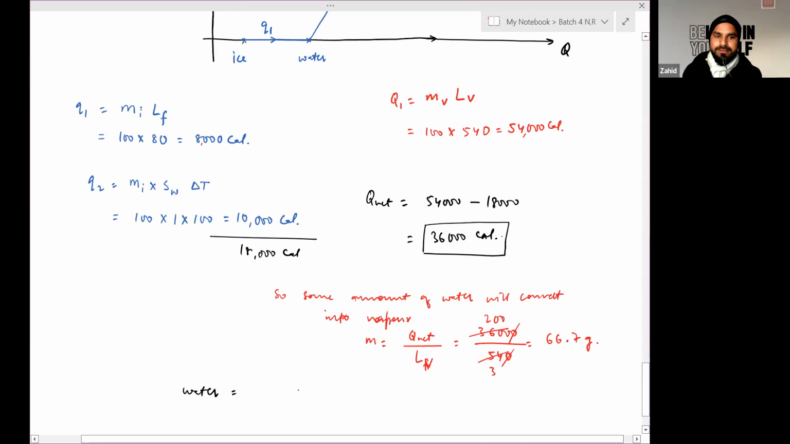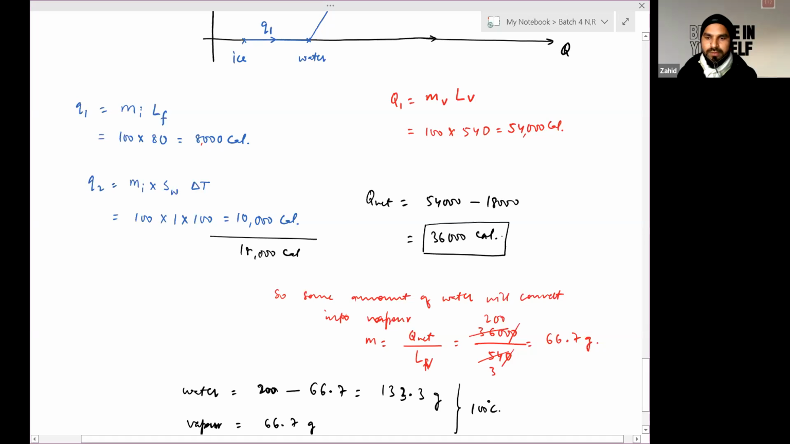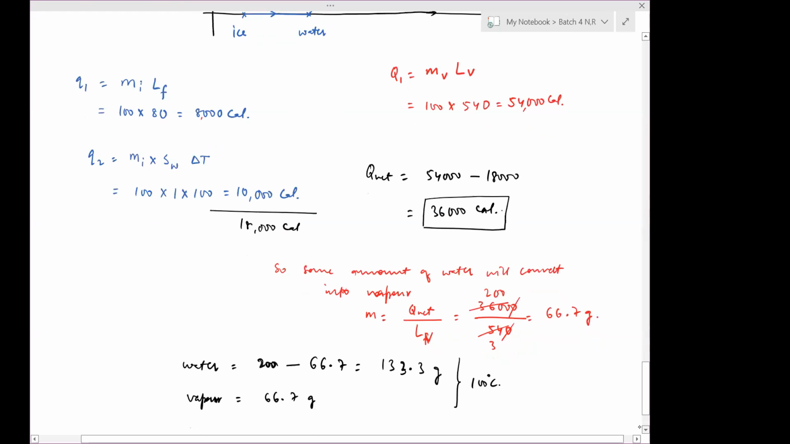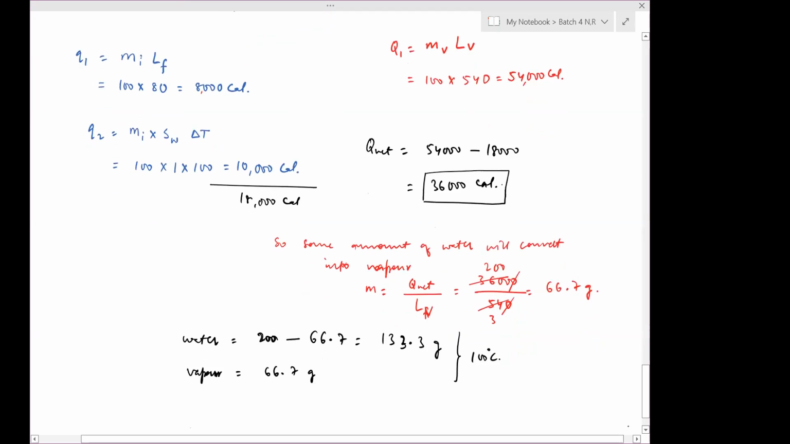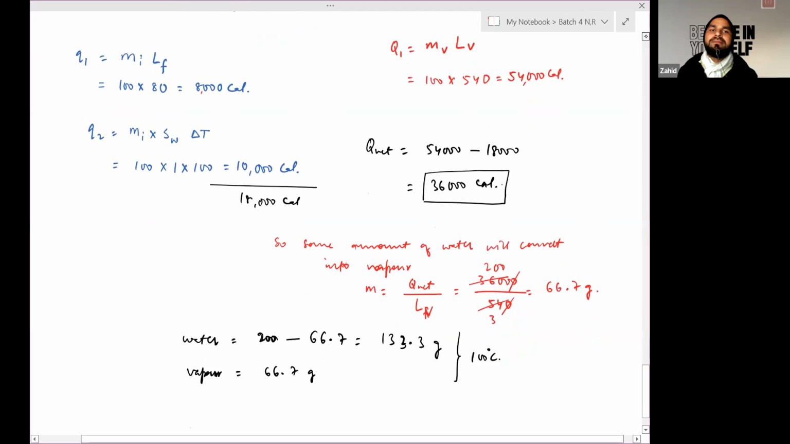So in total, we can write water will be 200 minus 66.7. So it will be 133.3 gram, and vapor will be 66.7 gram, and their resulting temperature will be 100 degrees Celsius. Is it clear to you all what I have done? Yes. Nabila? Clear, sir.